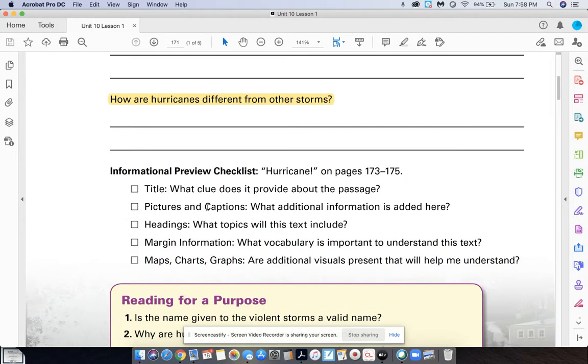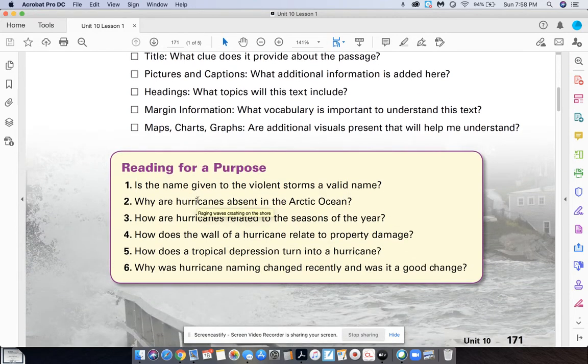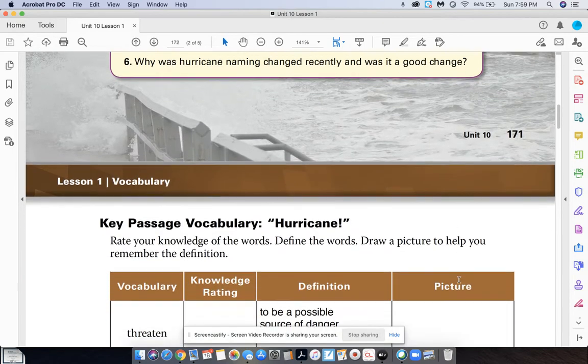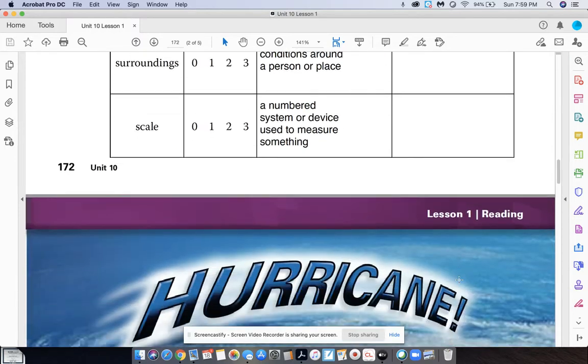Next, we're going to take a look at the text features, and we're going to just preview. Look at the title, pictures, captions, headings, margin, maps, charts, and graphs. That helps us to understand what we're reading. These are some more specific things about reading for a purpose, all the information that you should be able to learn by the end of the unit. We'll skip vocab and come back to that.